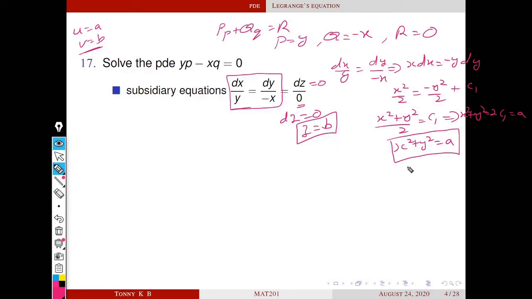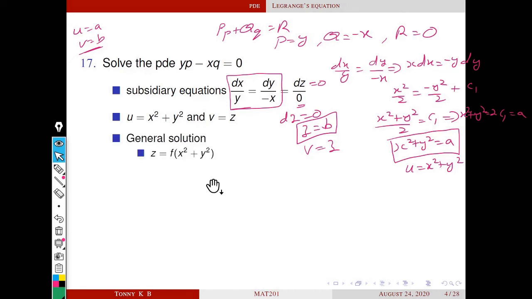So what is our u? Here u is x square plus y square. And what is our v? v is z. Clear? So u equal to x square plus y square and v equal to z. Another important thing is that here u and v are independent, because one of them is not a function of the other. Now we are ready to write the general solution using any one of the three forms.